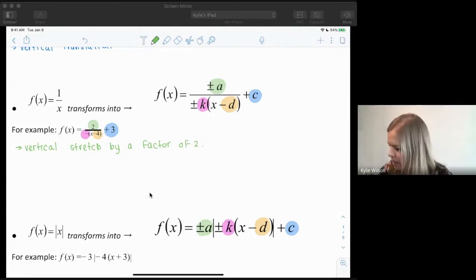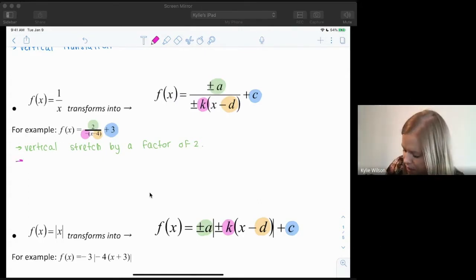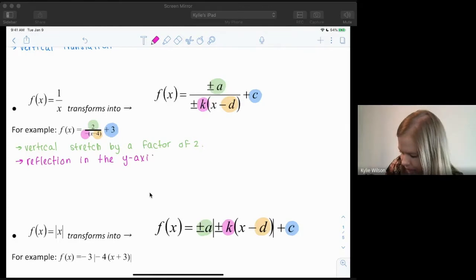Now let's look at our k and see what that does. So we have a -k. So because k is negative, we have a reflection in the y-axis. And if you have to go back to your lesson 6 notes to just remind yourself of what each of these do, that's absolutely fine. You'll start to get it the more you use it.